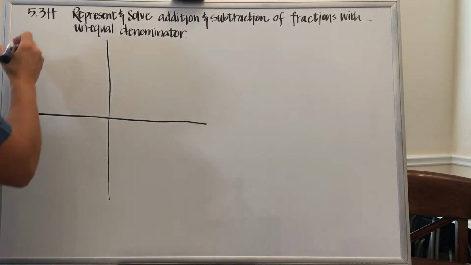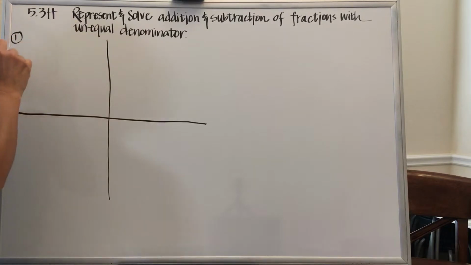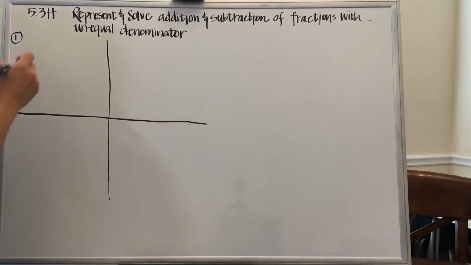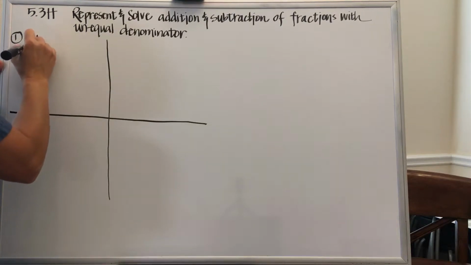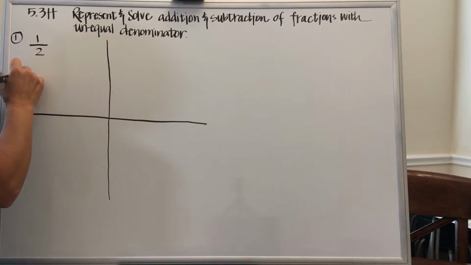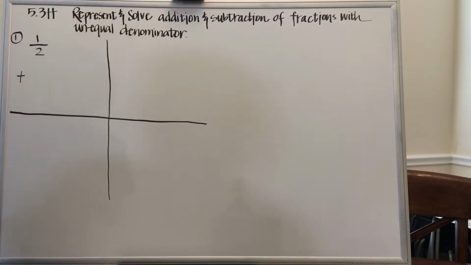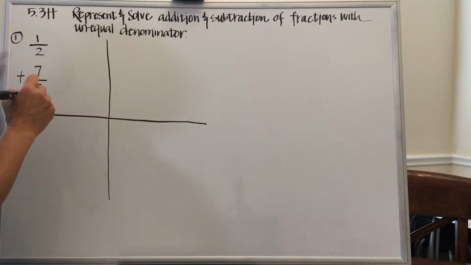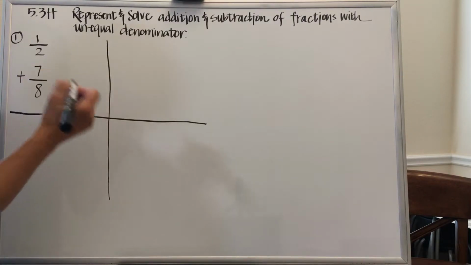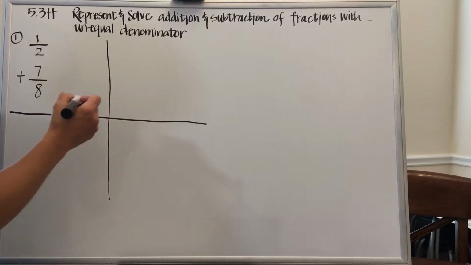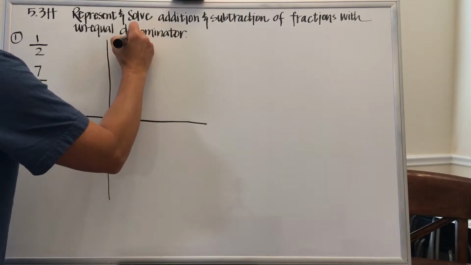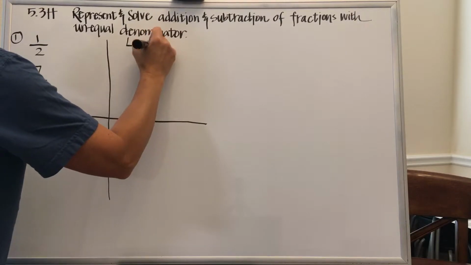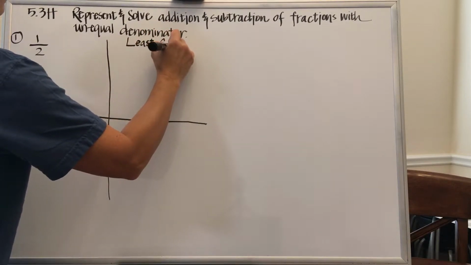So the first step, I'm going to write my problem, whether it's vertical or horizontal. I'm going to write my problem as a vertical setup. So 1/2, I am going to add 7/8. Now in adding fractions, we must find a common denominator. And how do we find the common denominator? By looking for the least common multiple.